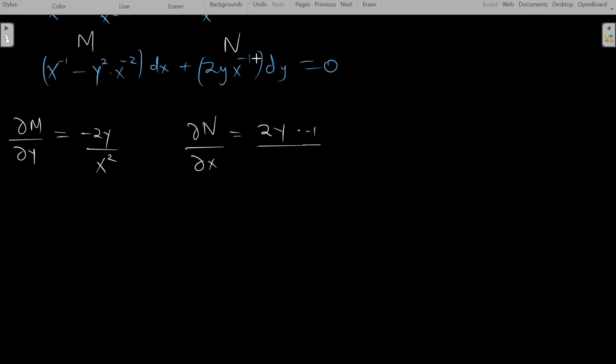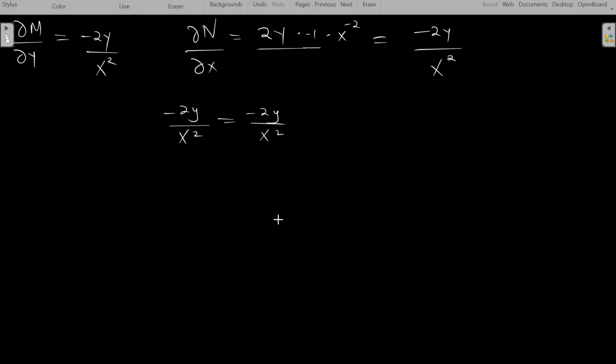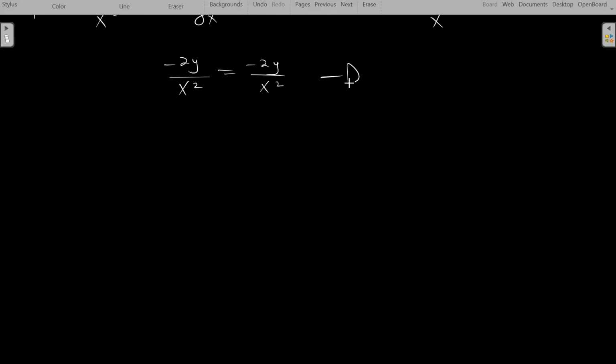Then if I subtract another 1 from this power, I should get negative 2. So I should multiply that again by x raised to negative 2. So this is simply negative 2y upon x squared. As you can see, negative 2y upon x squared is the same as negative 2y upon x squared. So this statement is true, which means the differential equation has already become exact.